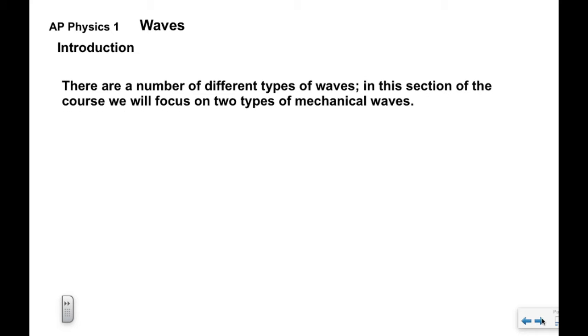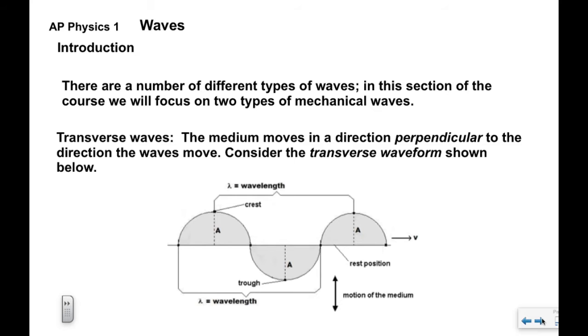There are a number of different types of waves. We're going to look at two different types of mechanical waves. First, we're going to look at transverse waves. In this case, the medium moves in a direction perpendicular to the direction that the waves move. If you look at this waveform that you see below, the waves are moving left to right. The medium itself moves up and down as the waves move left to right through the medium.